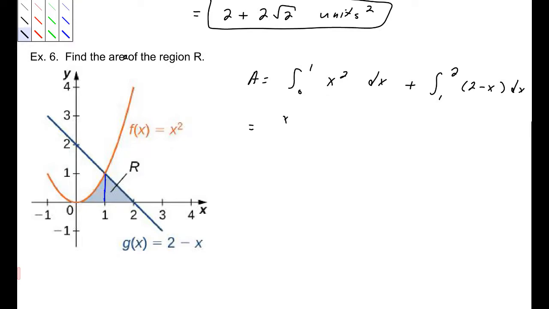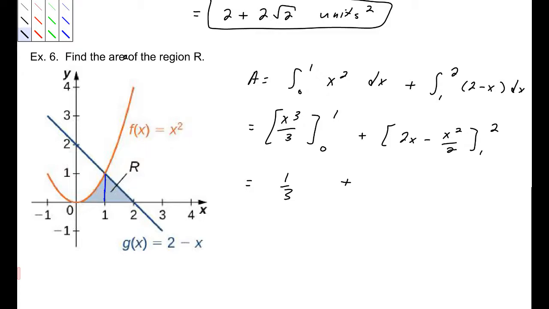Alright, well, that'd be x cubed over 3, 0 to 1, which is actually 1/3. Plugging 0 in does nothing. And the second, let's see, we have 2x minus x squared over 2, evaluated from 1 to 2. Well, plugging 2 in, we get 2. Plugging 1 in, we get 3 over 2, so this ends up being 1/2. And so our total area there is 5/6 units squared.